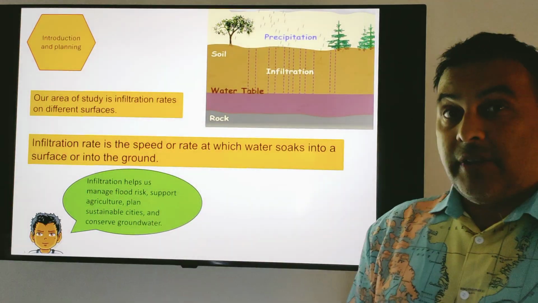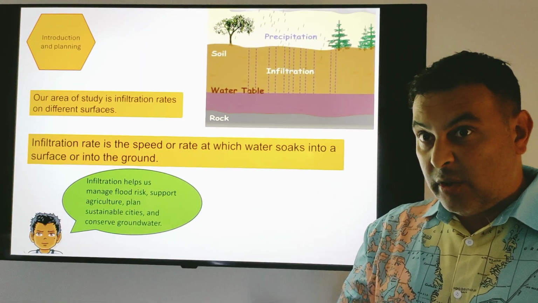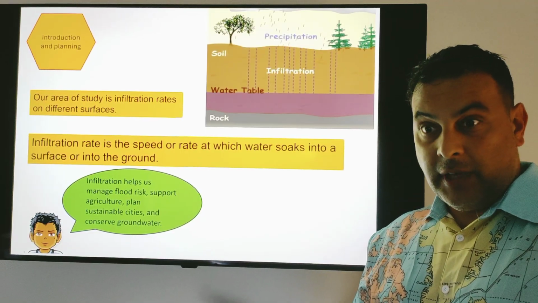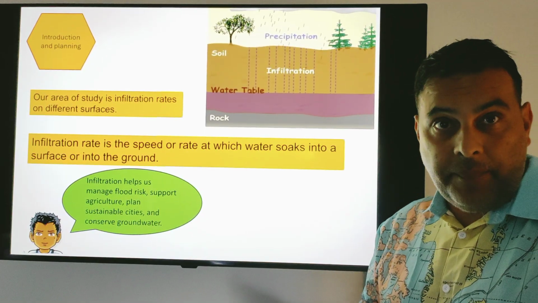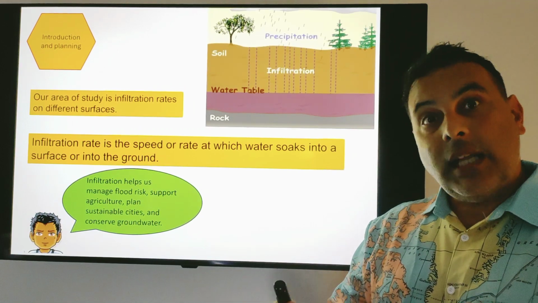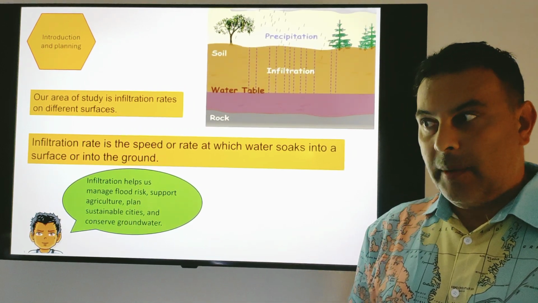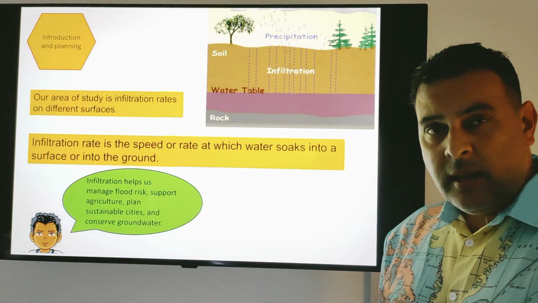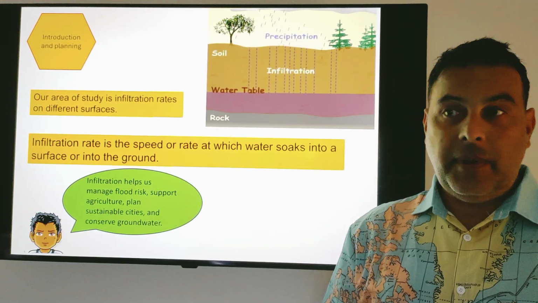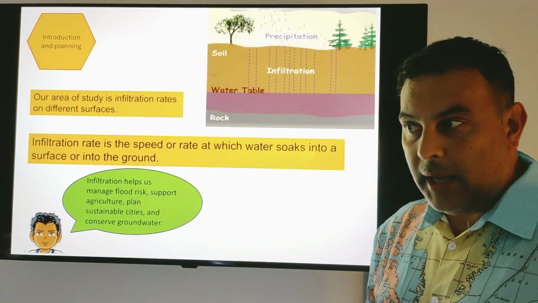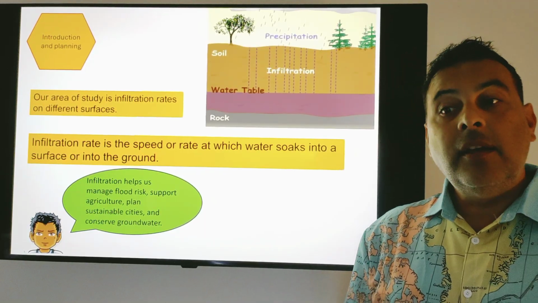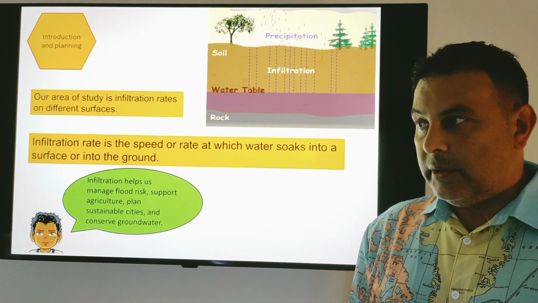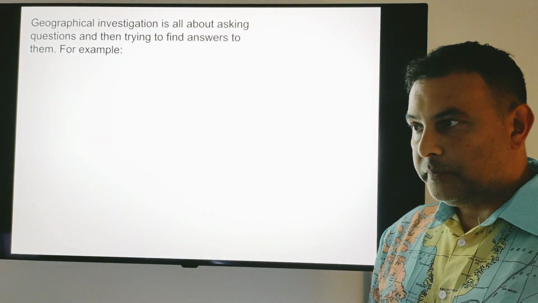Understanding infiltration rates helps urban planners and geographers to manage flood risk: which areas are more likely to flood, which areas can hold and manage water. Also, it's really important to farmers so they can understand and support agriculture and agricultural techniques. Then there's the planning of sustainable cities, especially with the ever-changing climate that we have, and finally conserving groundwater. So that's a lot to take in, which we'll look at in a bit of detail in a moment.